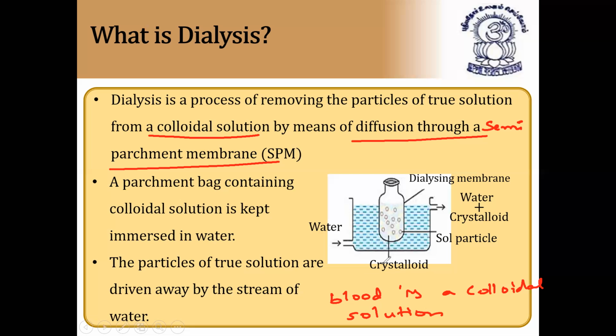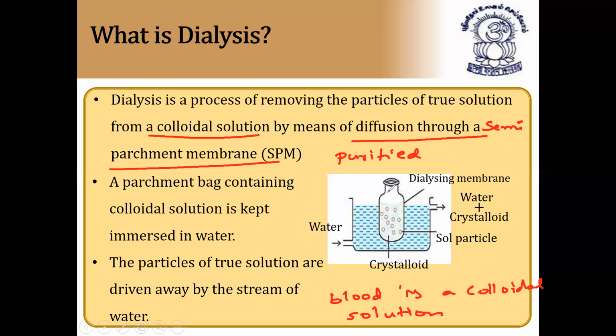Let us see now. The membranes filter waste products from your blood, which pass into the dialysate fluid. The used dialysate fluid is pumped out of the dialyzer, and the filtered blood is passed back into your body through the second needle. So here, blood is purified. Blood is a colloidal solution, and it is purified by means of dialysis.